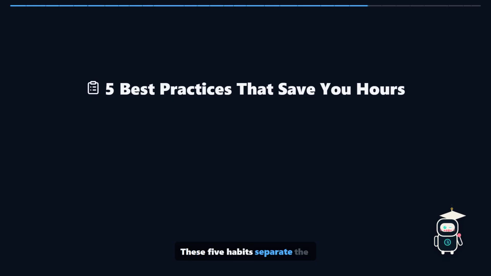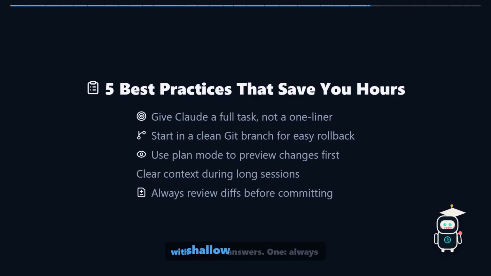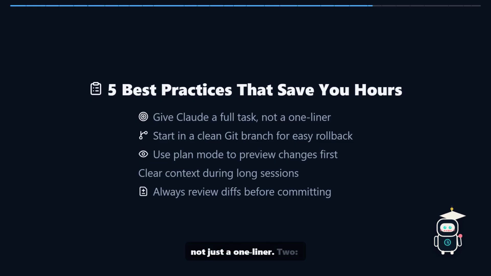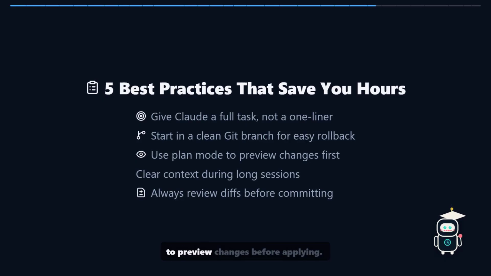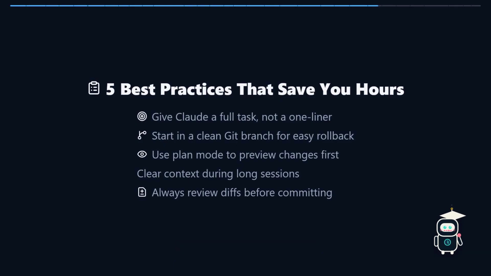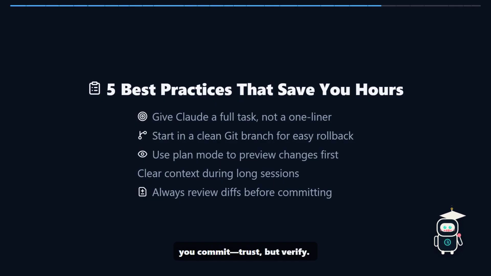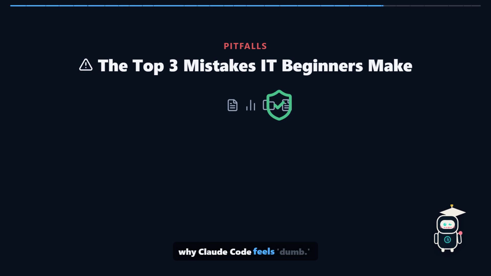These 5 habits separate the IT pros who get real speed from Claude Code from the ones who burn tokens with shallow answers. 1. Always give it a full task, not just a one-liner. 2. Start in a clean Git branch so you can undo anything. 3. Use plan mode to preview changes before applying. 4. Clear context during long sessions to avoid hallucinations. 5. Always review the diffs before you commit. Trust, but verify. New users often hit these 3 traps and then wonder why Claude Code feels dumb.